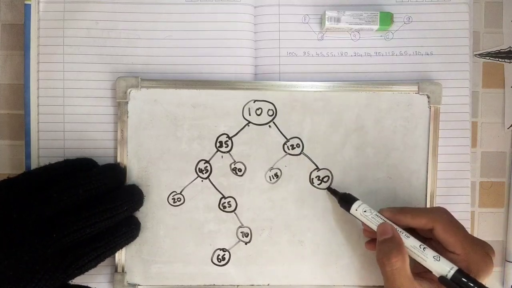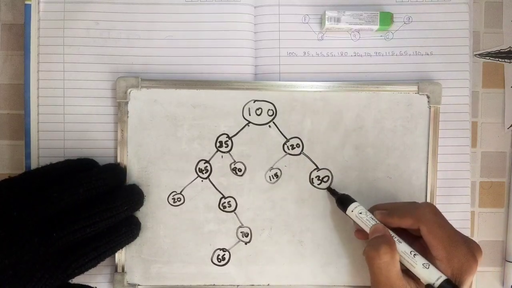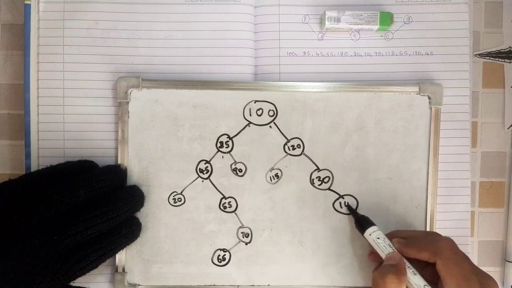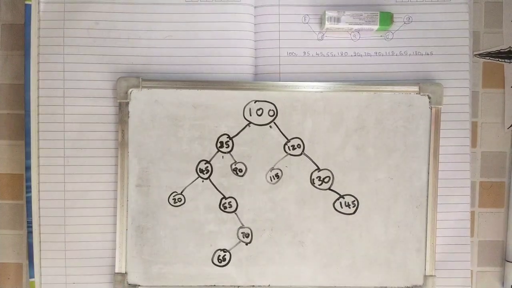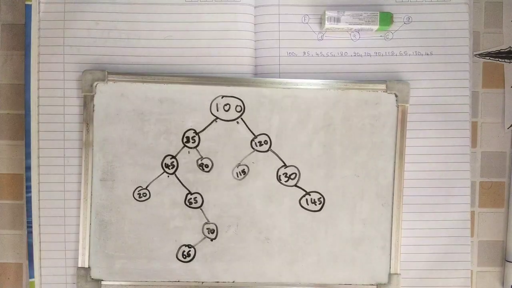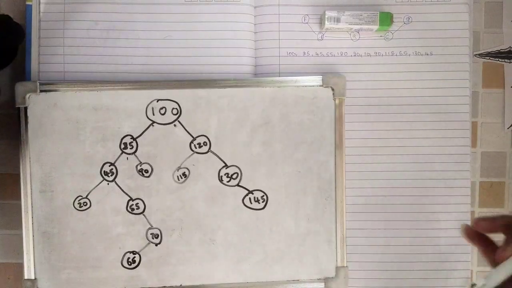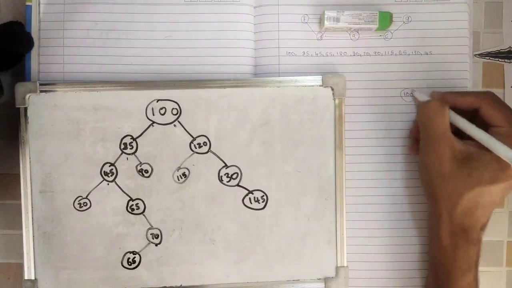Again, if I check with this node, already I have 130. It is greater than 130 also, so 145. So this is my tree over here. Now let us see how we can find the traversal for this. So let me just draw this tree over here for reference.